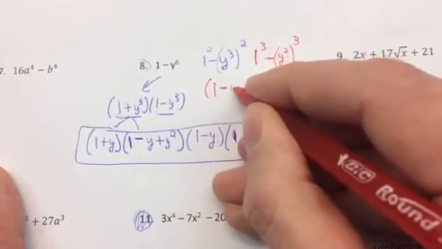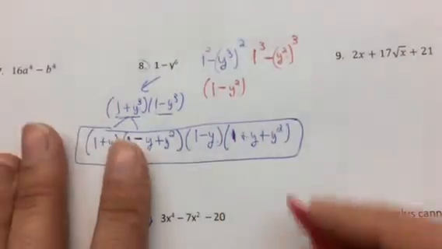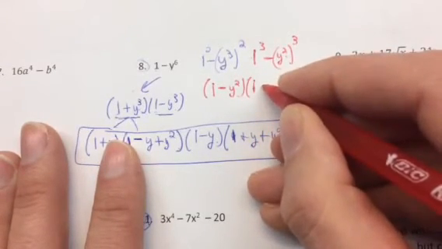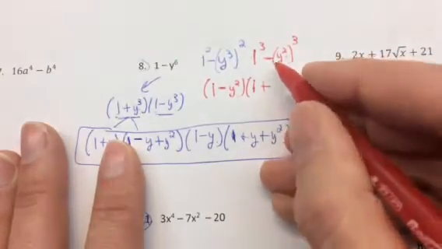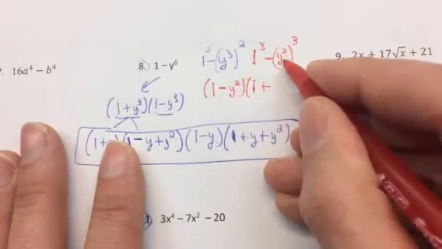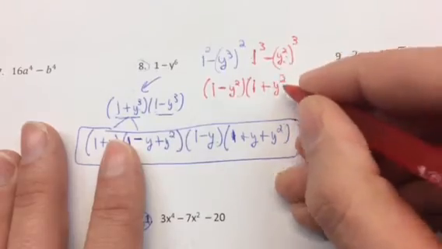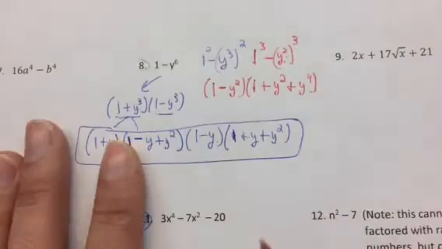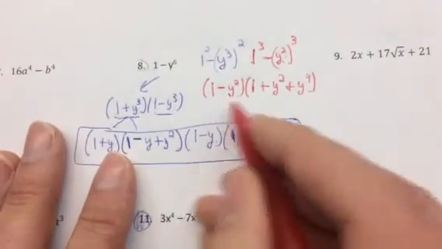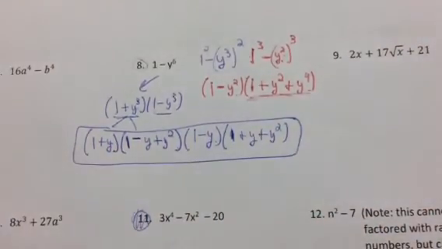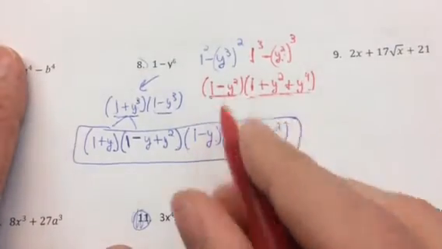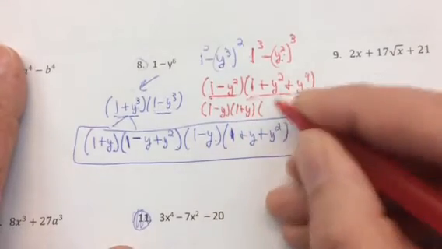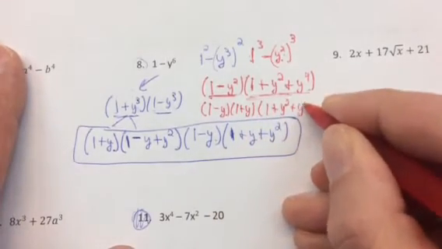1 minus y squared, that's the thing that's being cubed, times 1 squared is 1, plus 1 times y squared is y squared, plus y squared squared is y to the 4th. This is factored, and we can't factor this one more, at least you guys don't know how to, but we can factor this one more. So 1 minus y times 1 plus y times 1 plus y squared plus y to the 4th.